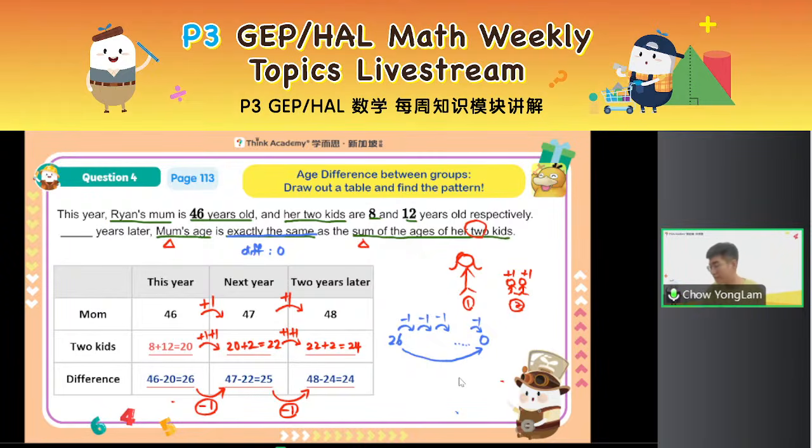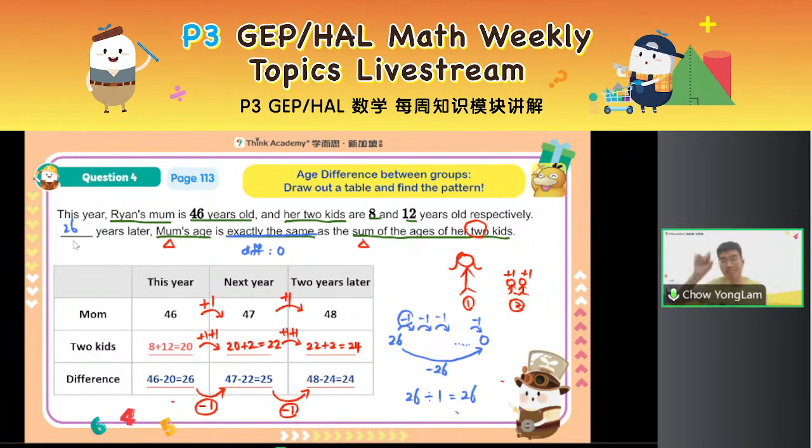What's your answer? Everyone type down your answer. Is it 27? Pay attention. Okay, from 26 to 0, in total, I need to decrease by 26. Every year I decrease by 1. So it's 26 divided by 1. Total decrease is 26. Every year decrease by 1. So 26 divided by 1 equals 26. So it is 26 years later.